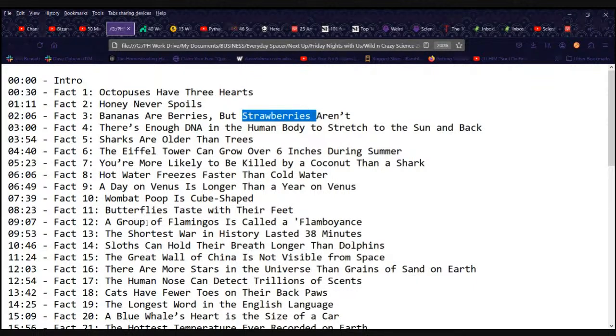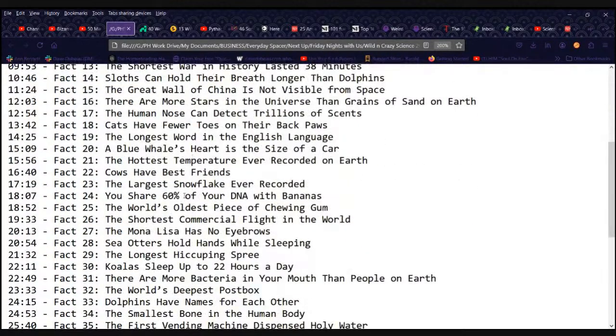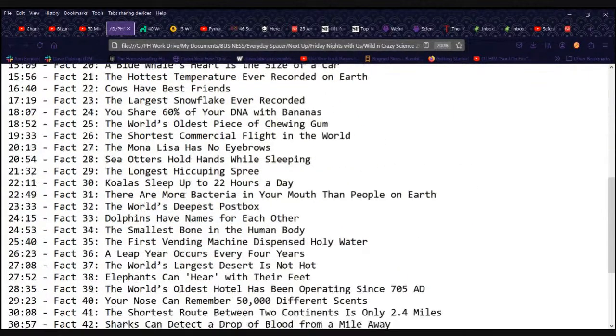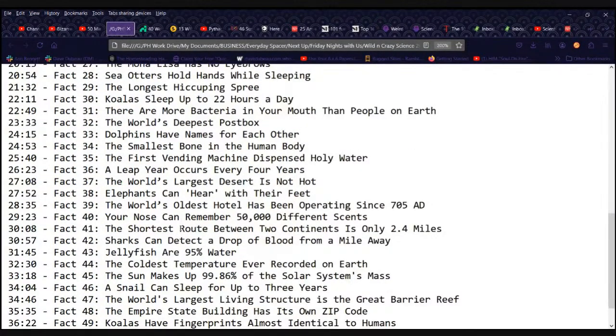So yeah, there's a whole bunch of different things. That's kind of weird. Wombat poop is cube shaped. And they just go on and on. There's a whole bunch of them in here. It's a fun video, and none of them are real long. So if you just want to watch a few at a time, that'd be easy enough to do.